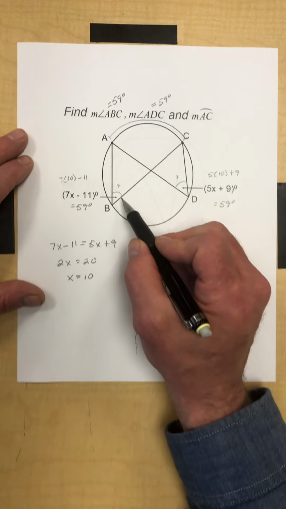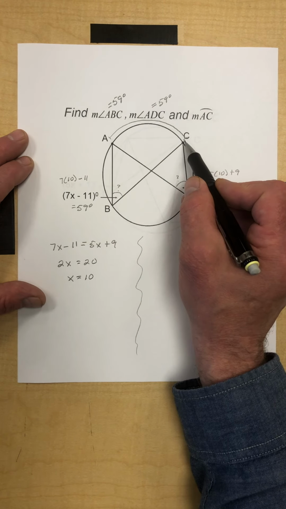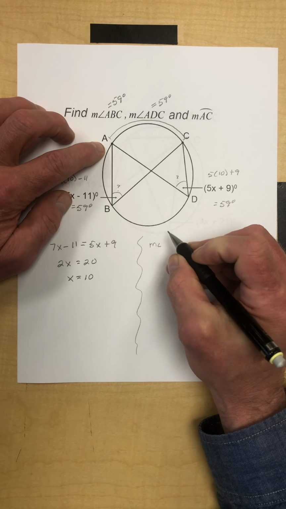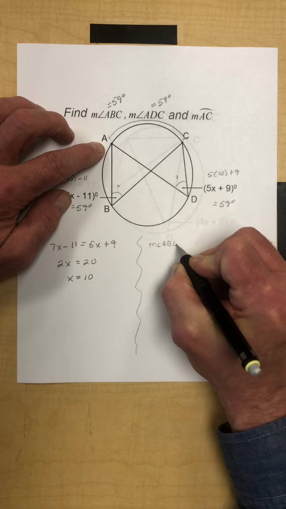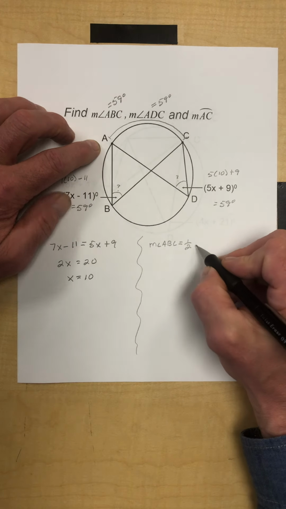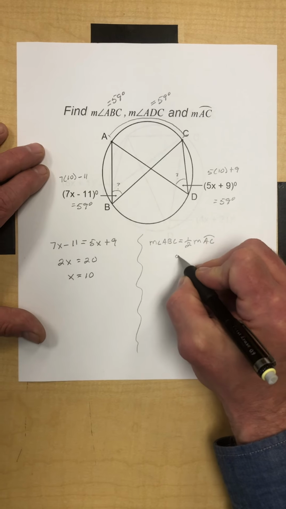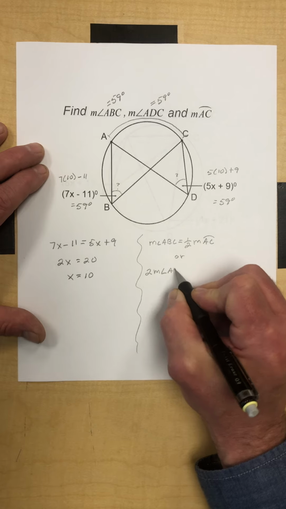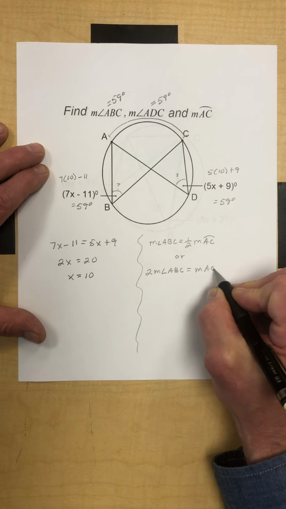So we know that the measure of an inscribed angle is half the measure of the arc. So that would mean that the measure of angle ABC has to be half the measure of the intercepted arc, which is AC. Another way of saying that is 2 times the measure of angle ABC is equal to the measure of the intercepted arc.